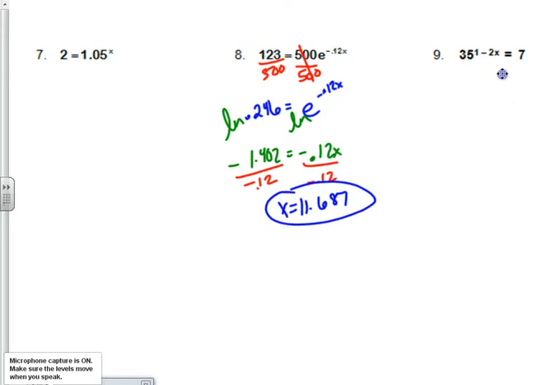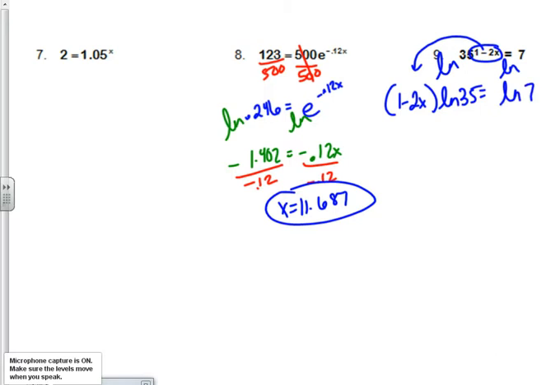Okay, no common bases here in number 9. I'm going to have to apply a logarithm. I go back to my old favorite natural logarithm. Nothing will cancel. The only thing that will happen is this exponent will come down in front. So we have the natural log of 35, some gross number, equals the natural log of 7. I'm going to solve by dividing over the natural log of 35 on my calculator. So natural log of 7 divided by natural log of 35.